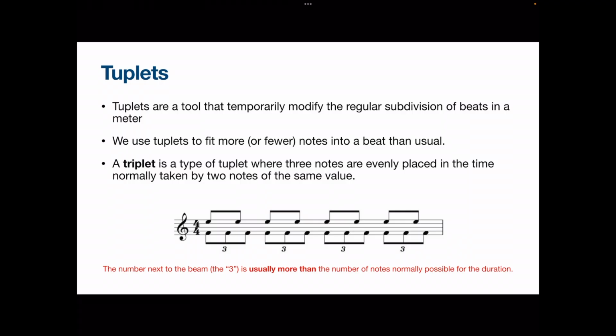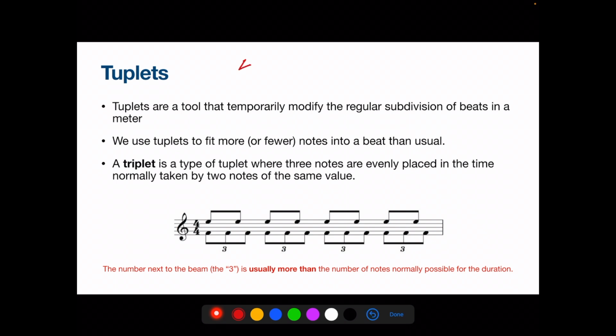And now finally we're going to talk about tuplets. So tuplets are a tool that temporarily modify the regular subdivision of beats in a meter. So what does that mean? When we have simple meter, right? Let's just take 4/4. In 4/4, you would normally see 4 quarter notes, or it could also be a quarter note here, and then 2 eighth notes, a quarter note, 2 eighth notes. So in this case, we can count as ta ta ta ta, ta ti ti ta ti ti. All right, so that's what's allowed in simple meter.